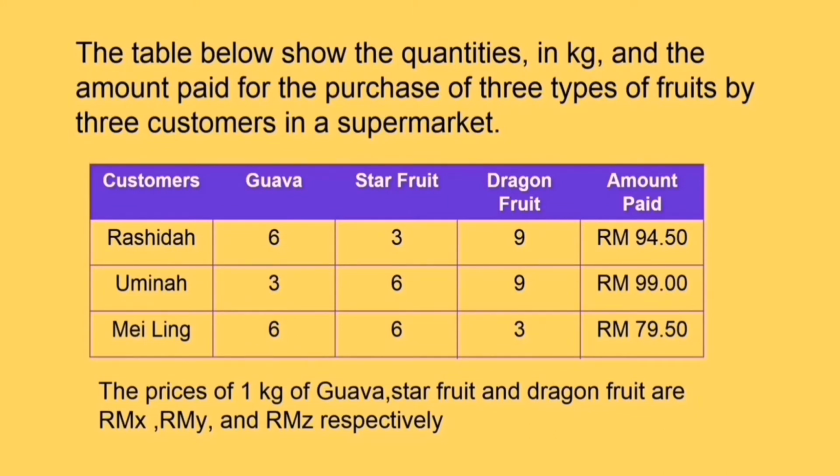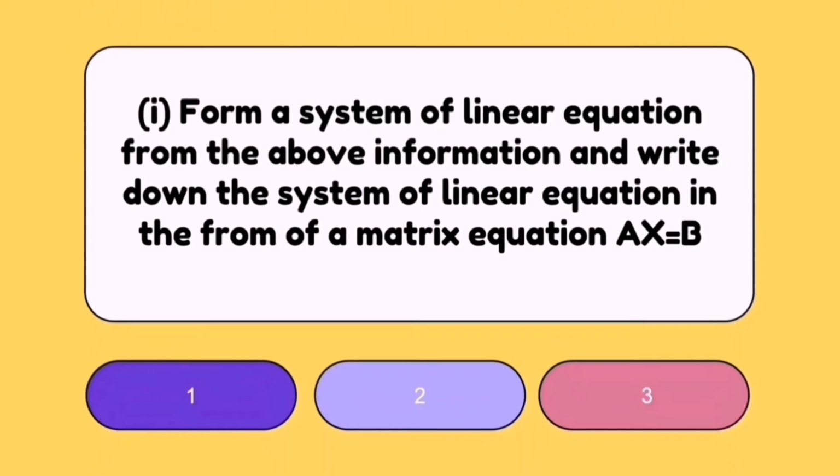While Umina buys 3 guava, 6 star fruit and 9 dragon fruit for 99 ringgit. Another customer is Mary. She buys 6 guava, 6 star fruit and 3 dragon fruit and pays 79 ringgit 50 cents. The price of 1 kg of guava is represented as RM x, star fruit is RM y and dragon fruit is RM z. The question asks to form a linear equation and a matrix equation, which is AX equal to B.